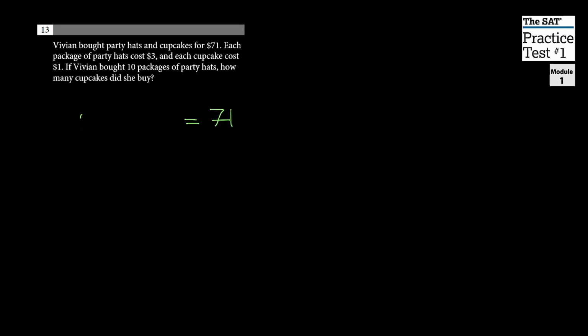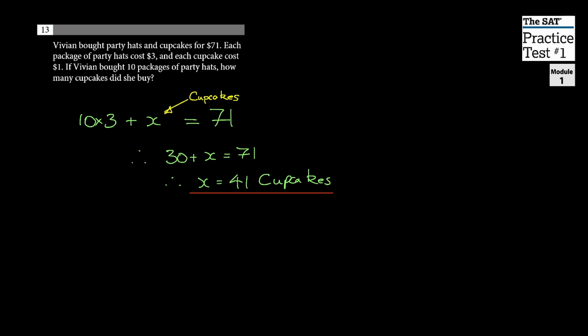And she's bought 10 packages of party hats and they are $3 each. I'm going to put an X there briefly because I don't know how many cupcakes. So this will turn out to be the number of cupcakes because they're $1 each. So this is 30 plus X is equal to 71. And therefore, moving the 30 onto the other side, it becomes negative. X is equal to 41. So that's 41 cupcakes. Which is your answer?